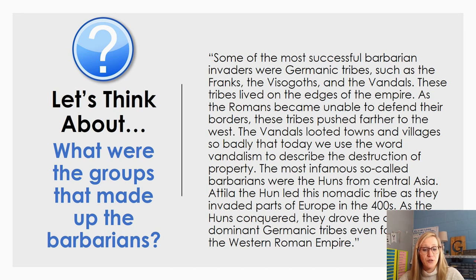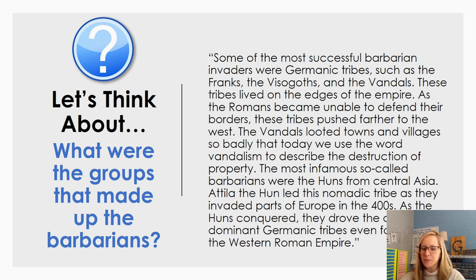Some of the most successful barbarian invaders were the Germanic tribes, such as the Franks, the Visigoths, and the Vandals. These tribes lived on the edges of the empire. As the Romans became unable to defend their borders, these tribes pushed farther to the west. The Vandals looted towns and villages so badly that today we use the word vandalism to describe the destruction of property. The most infamous so-called barbarians were the Huns from Central Asia. Attila the Hun led this nomadic tribe as they invaded parts of Europe in the 400s. As the Huns conquered, they drove the once dominant Germanic tribes even further into the Western Roman Empire.